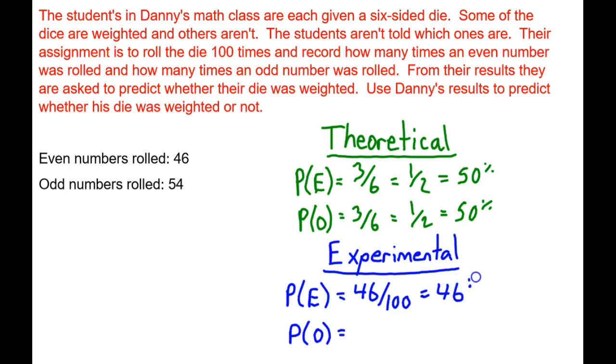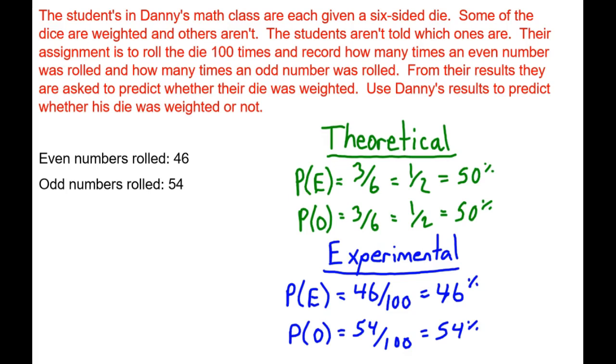Using the same idea for the probability of rolling an odd number, it was rolled 54 times out of 100 trials, which we could just write as 54%. Now we want to compare the theoretical and experimental probabilities to see if they're reasonable. So for the probability of rolling an even number, 46 compared to 50, that is not too far off. The experimental results are fairly close, are reasonable when compared to the theoretical. Same for the odd. So in my opinion, I would say that the die was not weighted.